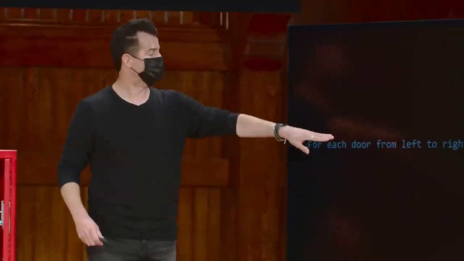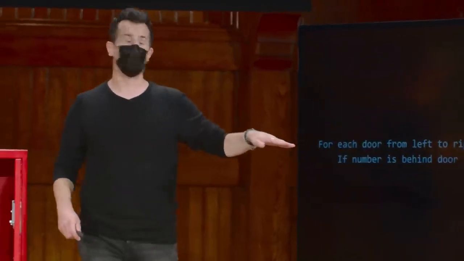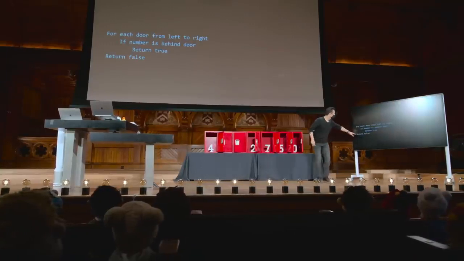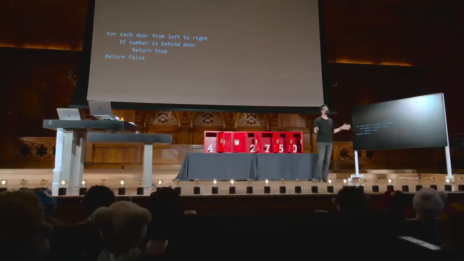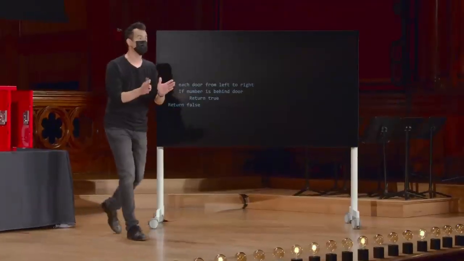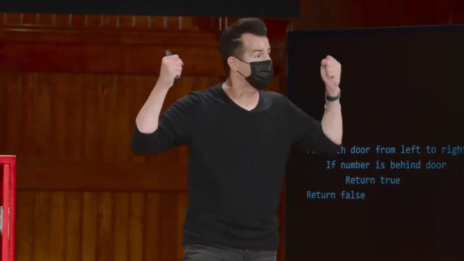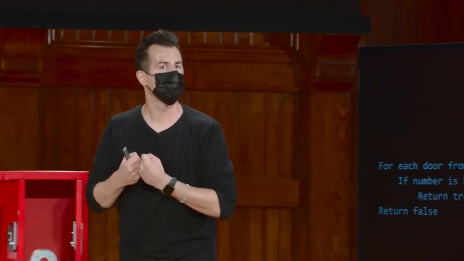For each door, from left to right, if the number is behind the door, return true. Else, at the very end of the program, you would return false by default. And now you got lucky. By the 7th door, Namira had indeed returned true by saying, well, there is the 0. But let's consider if this pseudocode is now correct, an accurate translation.